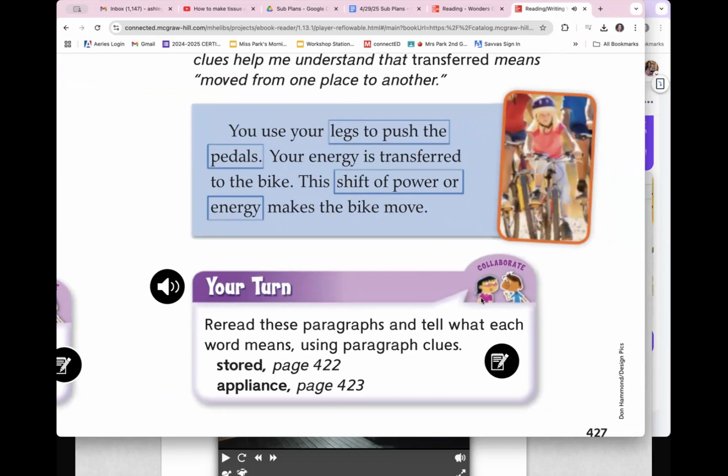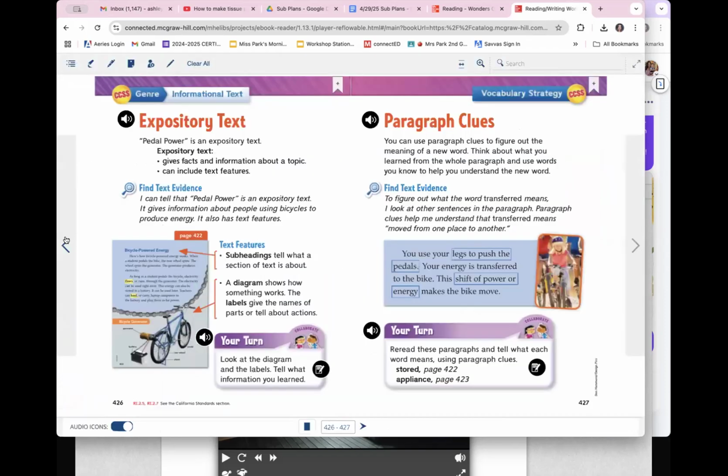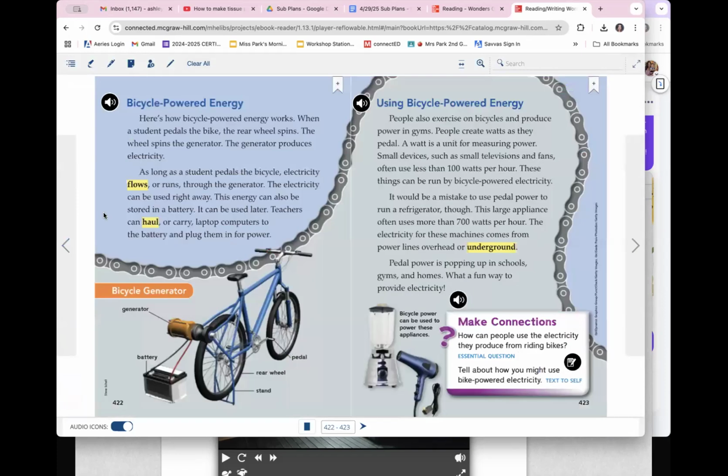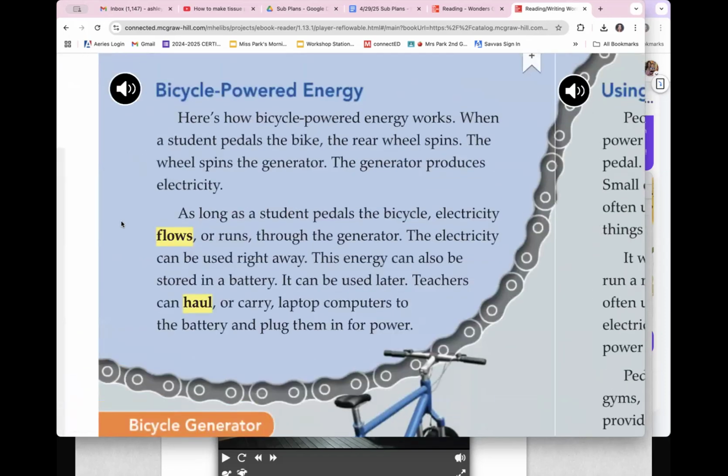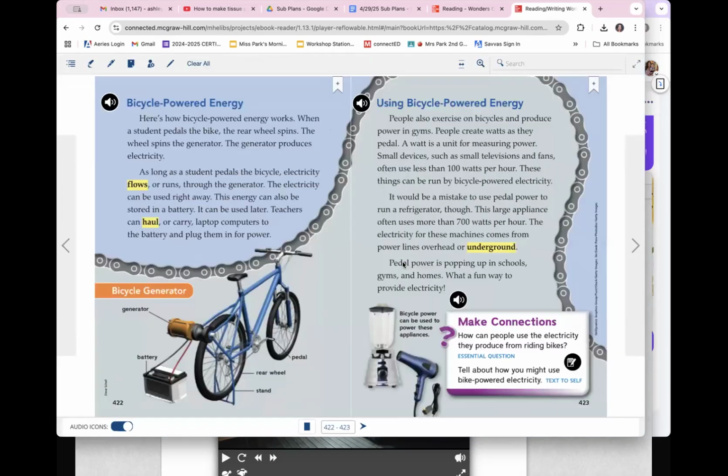So I'm going to go ahead and go back to page 422 and 423. You're going to reread these paragraphs and tell what each of these words means using the paragraph clues. So you guys can pause as you need to, to reread the paragraph for the word stored. And then for appliance on page 423.